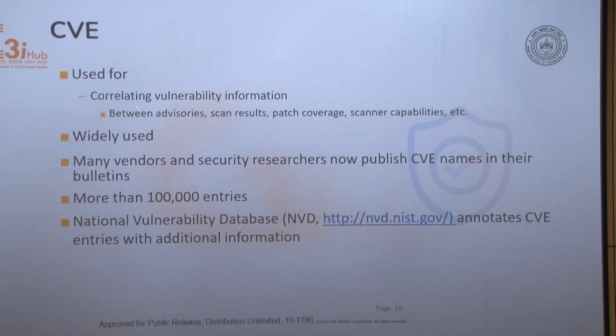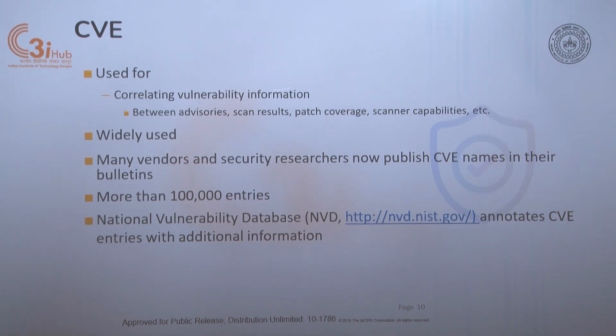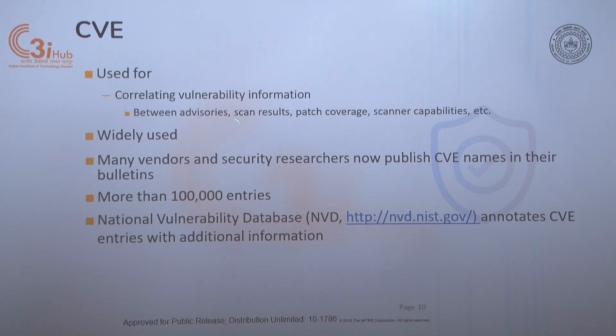We can see that it is used for correlating vulnerability information, and it is widely used. Many vendors and security researchers publish CVE names in their bulletins. This is a low estimate; I am pretty sure it's much larger than this. It is probably 100,000 vulnerabilities per year. And there is the National Vulnerability Database, which annotates the CVE entries with additional information, and this is what we are going to look at in the next class.